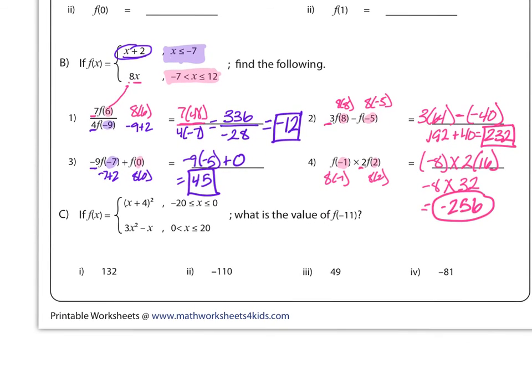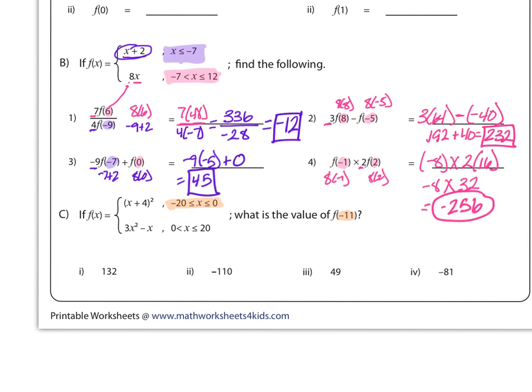And then the last one says, what is the value of negative 11? Well, let's see. So negative 11 is where in my domain? Is it between negative 20 and 0 or 0 and 20? Well, it's negative, so it's got to be in this one. It's got to be in the negative numbers. So it's got to be in here.